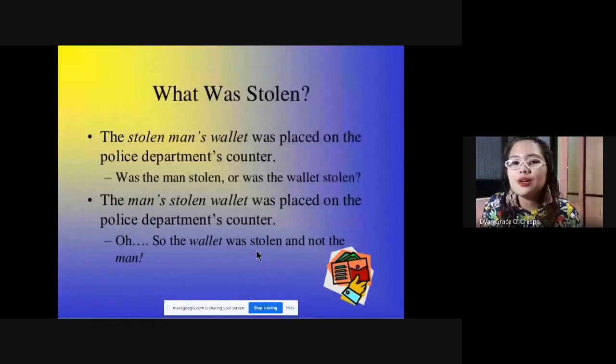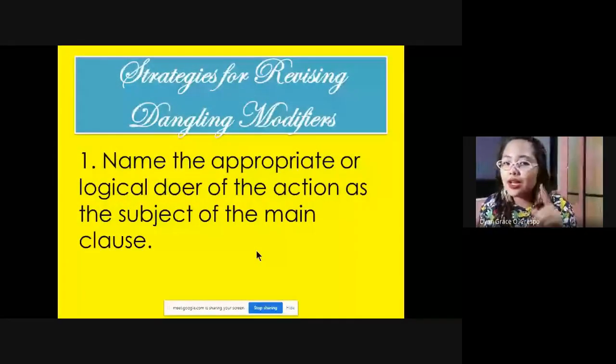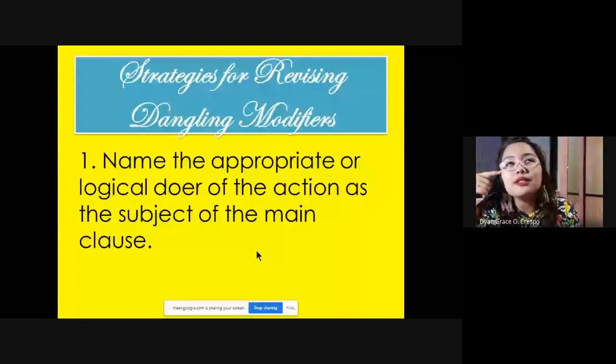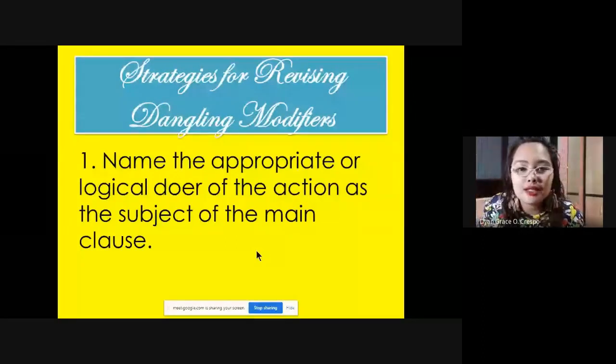Okay. So there are different strategies when you want to revise the dangling modifiers. Number one, name the appropriate or logical doer of the action as the subject of the main clause. So as you can see, diba sabi nga ni Spock, it is only logical. So we need to be logical. So you need to understand. Kanina, when we are discussing about Brenda, is Brenda soaring? No. Is sound sitting on a dentist chair? No, it's not. So as you can see, it is different.